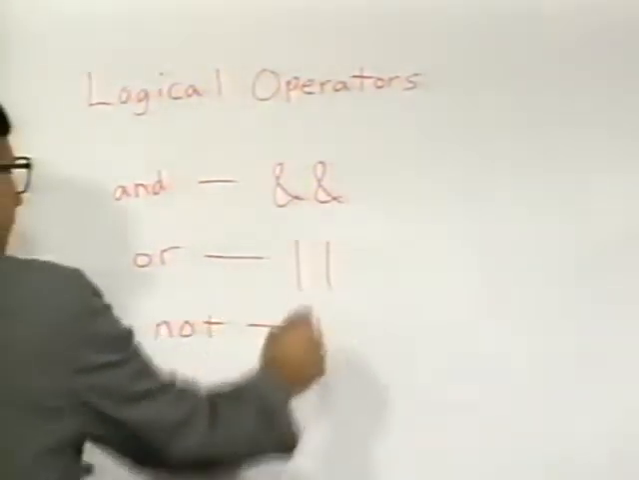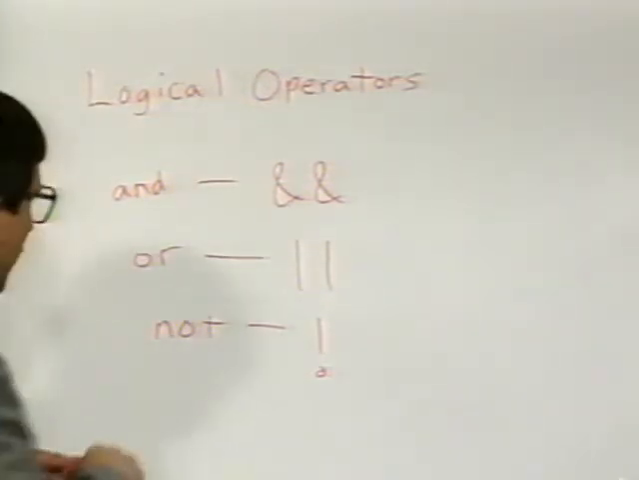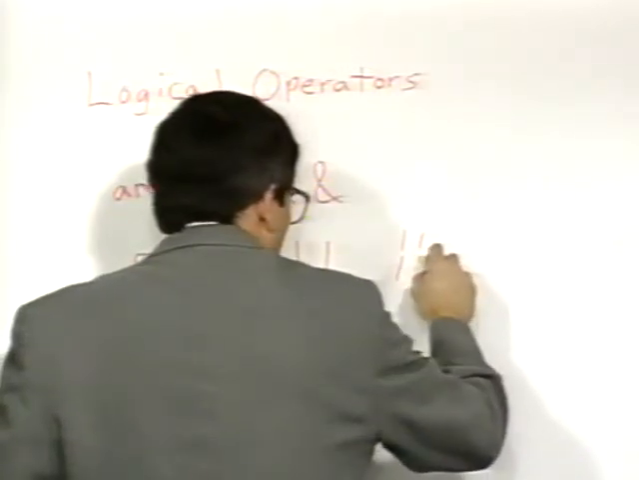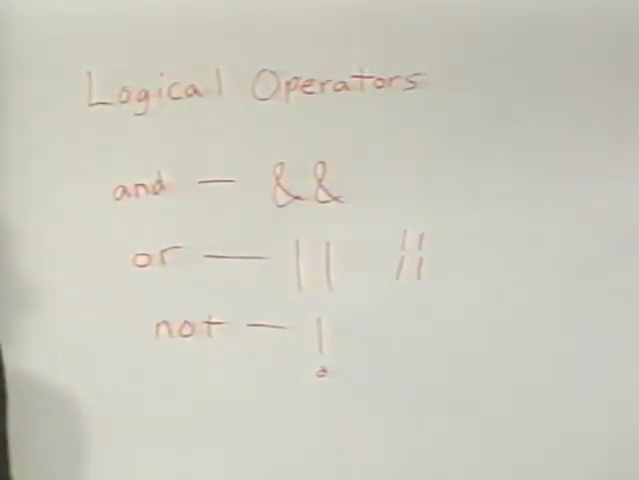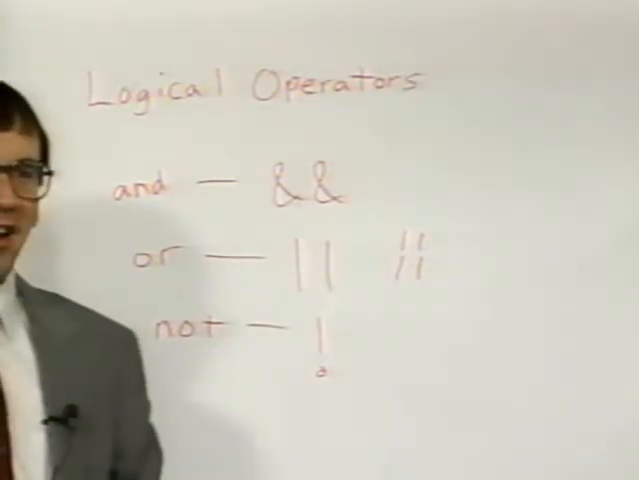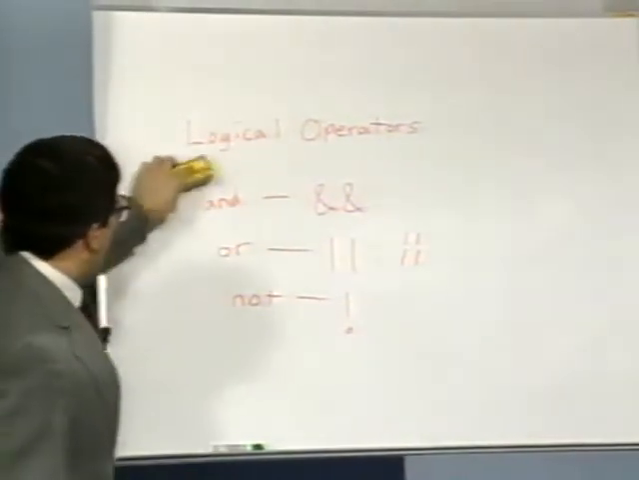Now these vertical lines are not the number 11. They are not two lowercase l's. On your keyboard, they look like two split vertical lines. On the screen, they look solid. It's in the upper right-hand corner of your keyboard, but these are used for the OR operator.